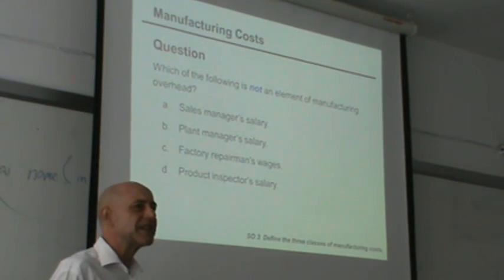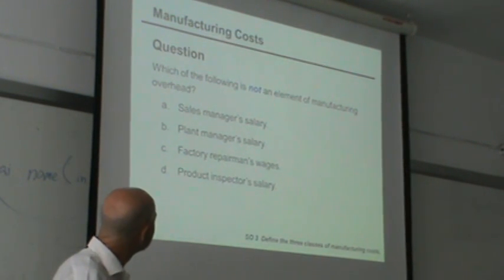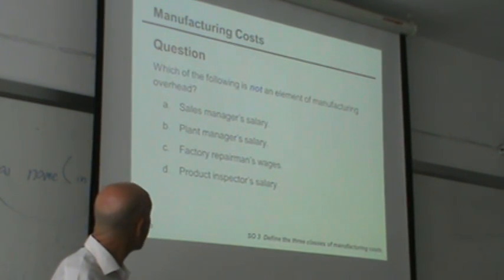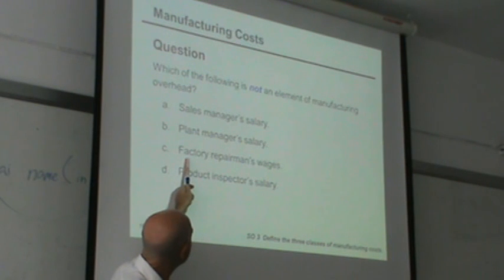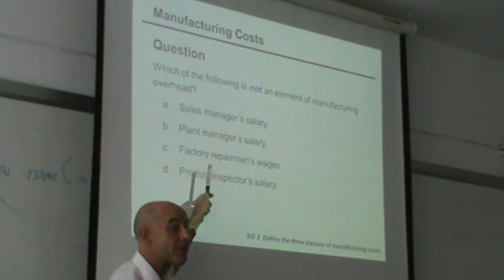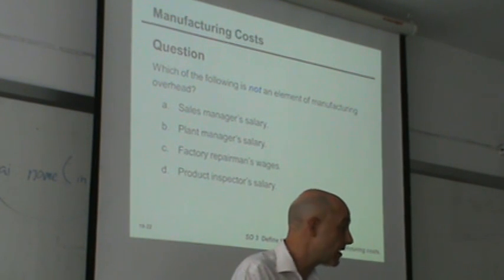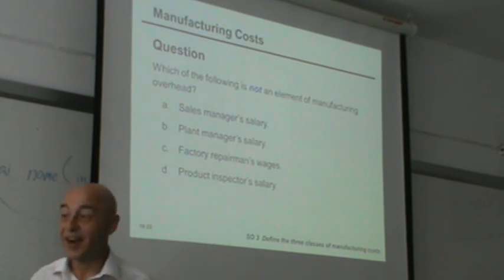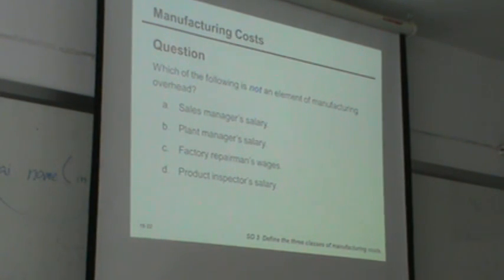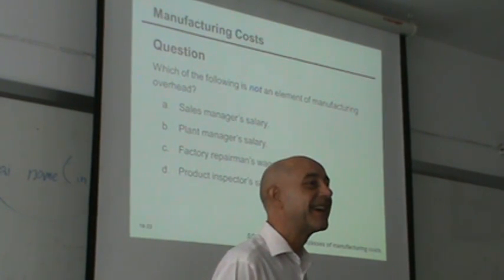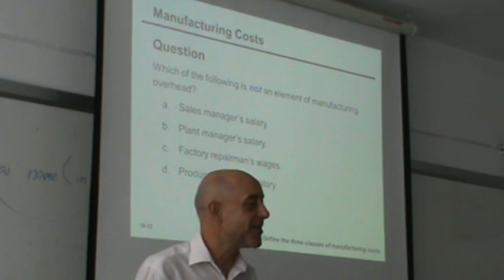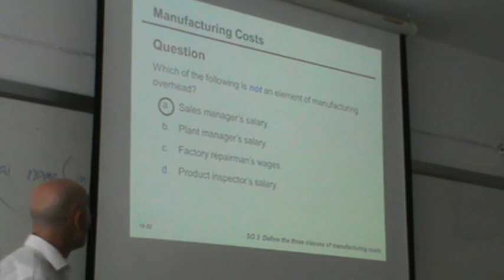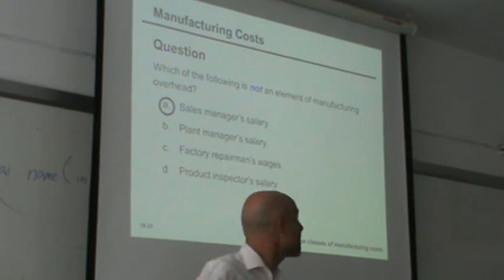Product inspector's salary, maybe. Yeah. Which one is it? Direct. Well, it looks like the direct one will be maybe the factory repairman. Okay. So he's actually fixing. All right. So, which one is your guess? All right. No need to guess, right? Just push the button, right? You don't need to guess, right? You just push the button. Oh, sales manager, okay?